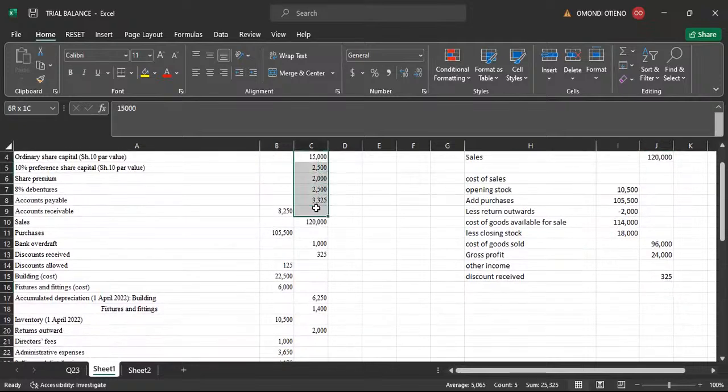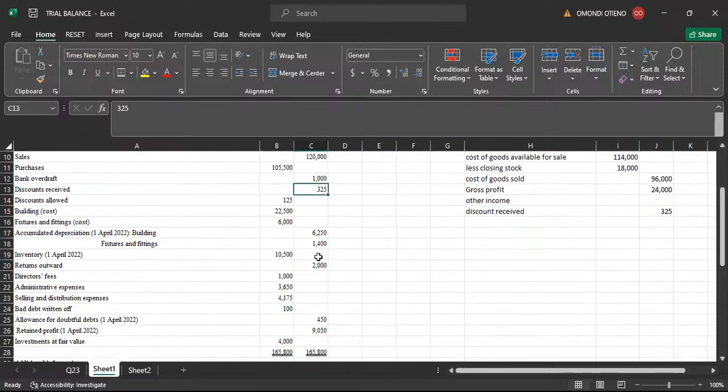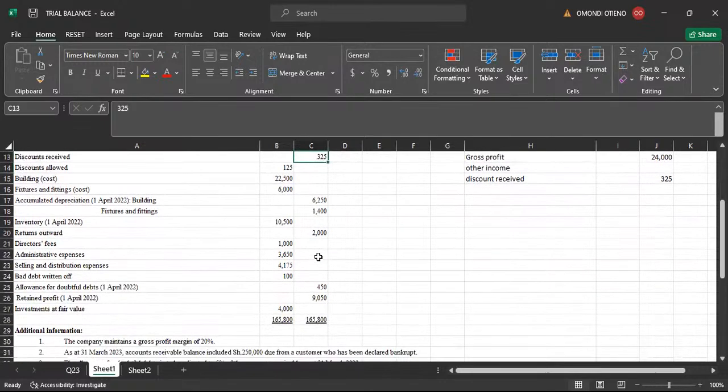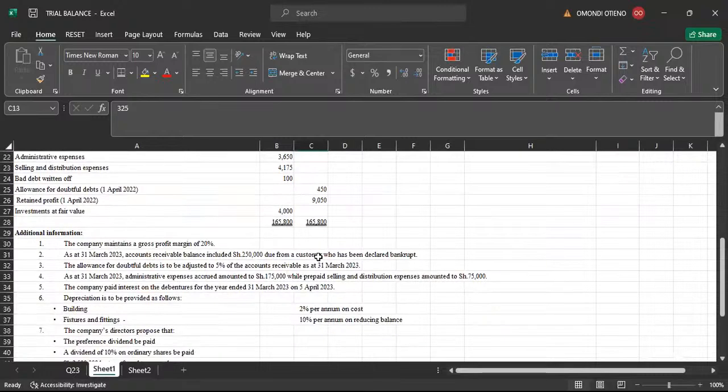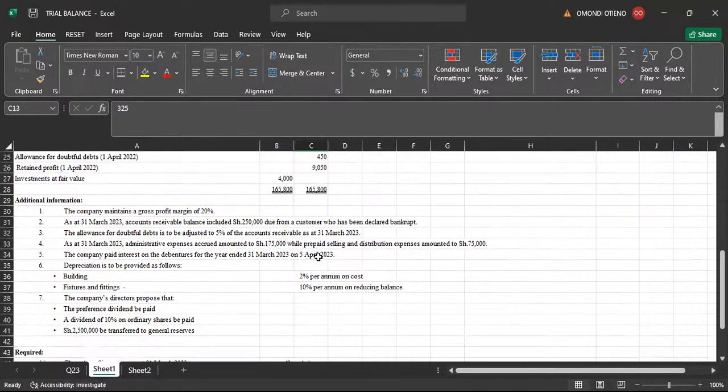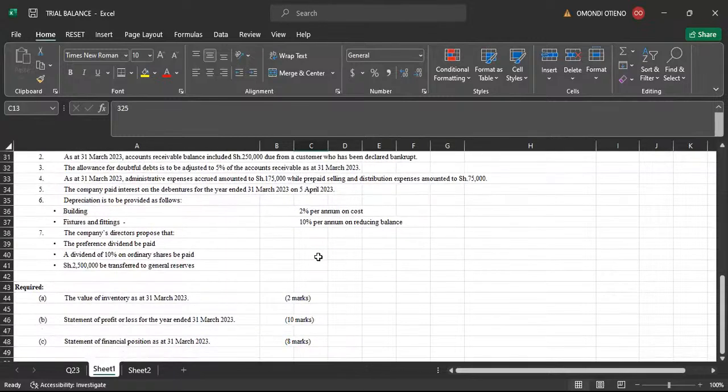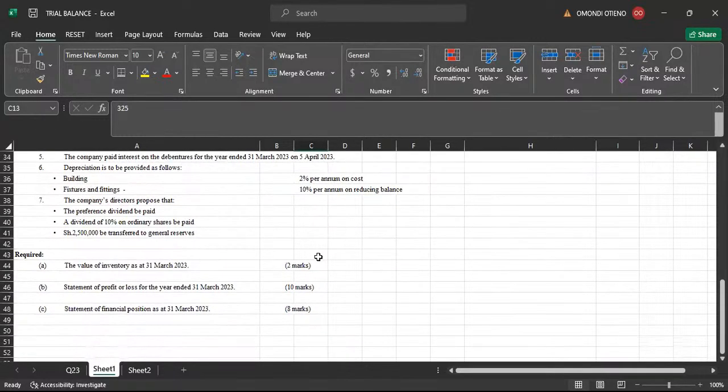These ones here are capital or equities. Here we have a revenue item. Only have that. Bank overdraft, that's a liability. Then discount received, I'm able to see just that one. Any other income item? Maybe if you look at the provision, whether there was an increase or a decrease in provision, then you will be able to know that.